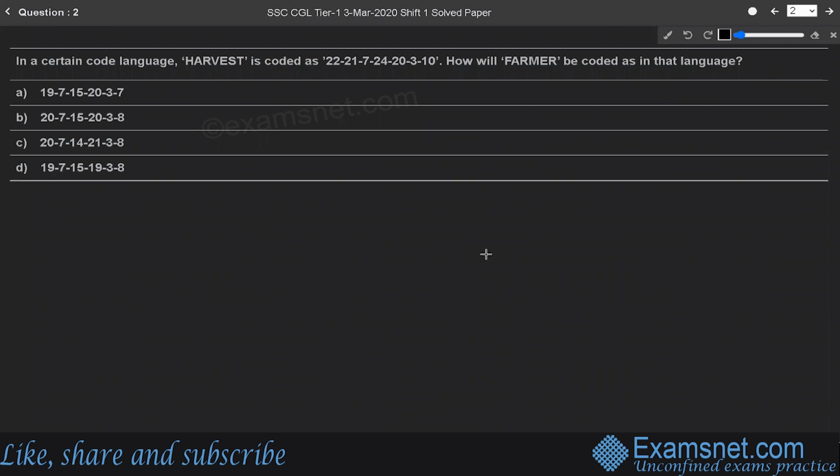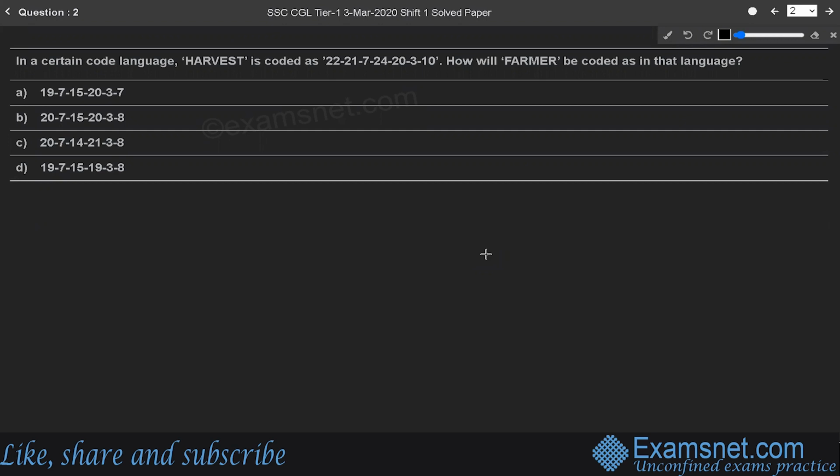Next question is, in a certain code language, harvest is coded as 22, 21, 7, 24, 23, 10. How will farmer be coded in that language? So for this question, all you have to do is understand the concept. If you got the concept, then you are done with this question.